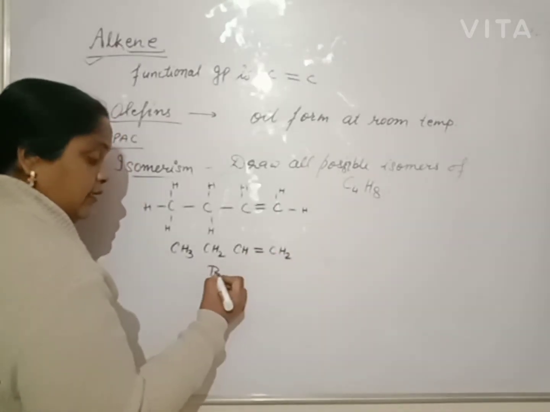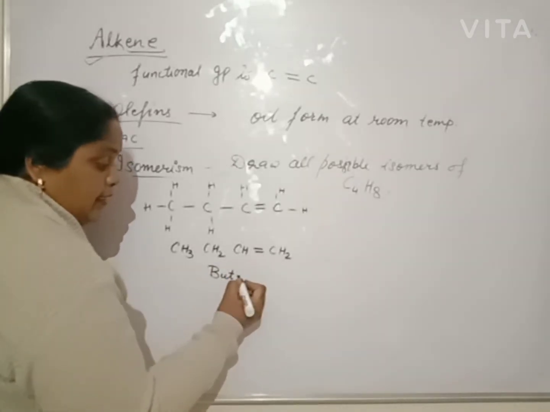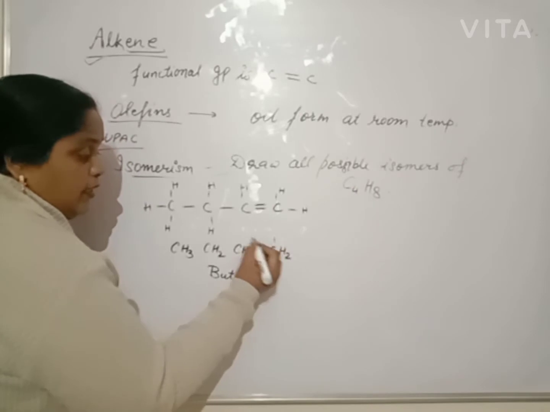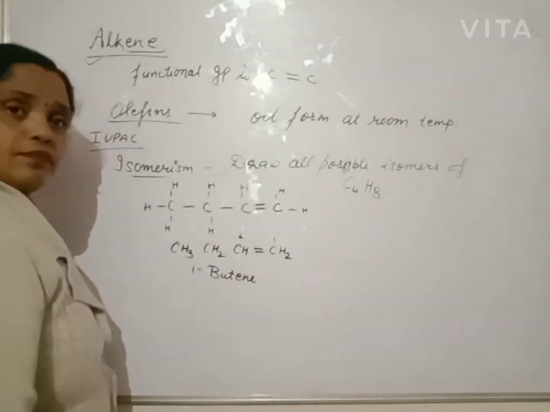4 carbon in a chain. For double bond it is ene. The double bond is at position 1 and 2, taking the lower side, so it is 1-butene.